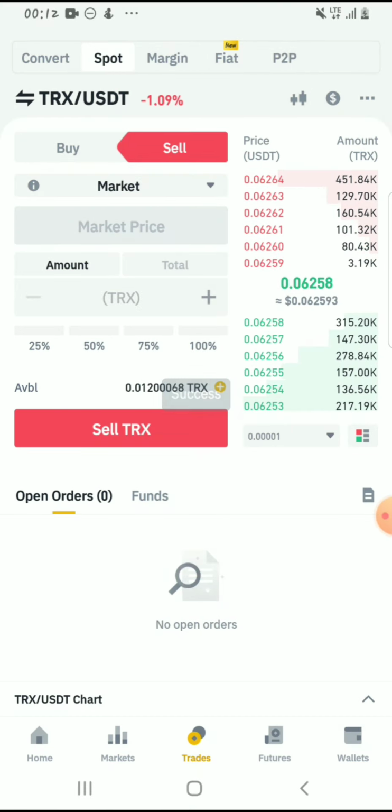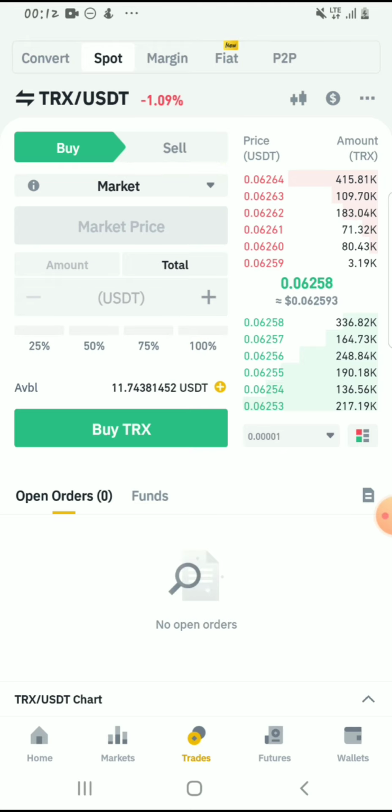I've sold my TRX immediately, and I have $11.74381. I've lost a little cents from my dollars due to trading charges, which are minimal, and probably due to price volatility. But I think in this case the balance reduced a little bit because of the trading charges. They are very minimal, just a few cents.